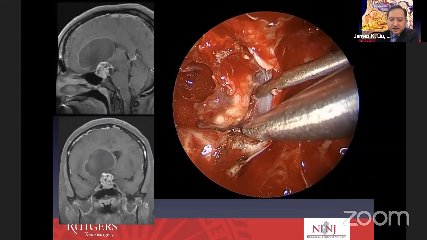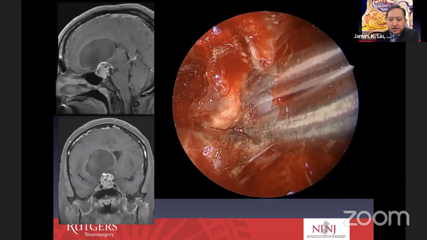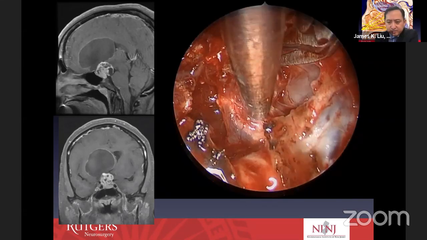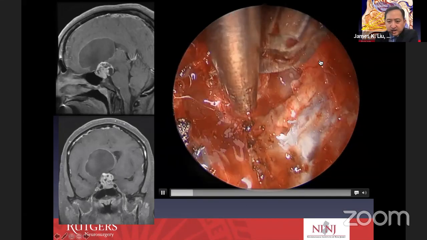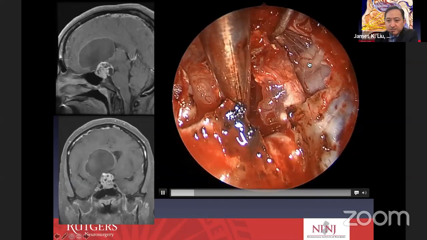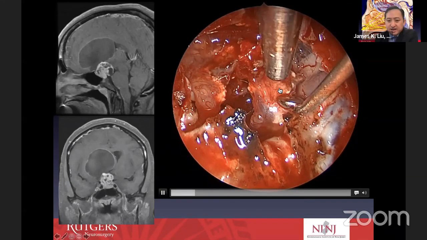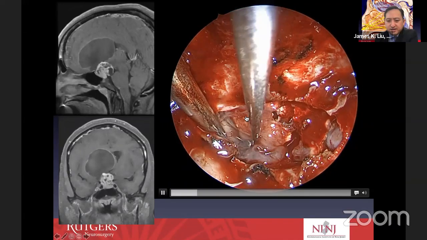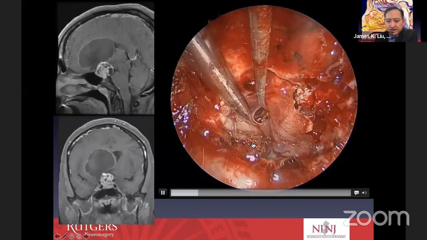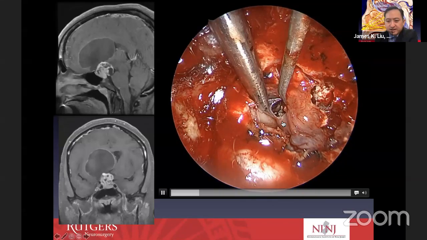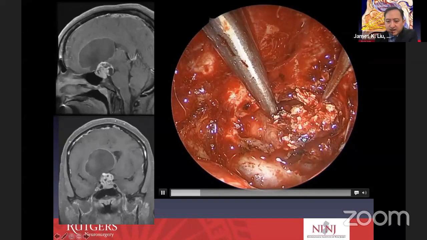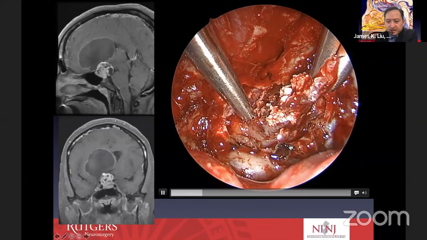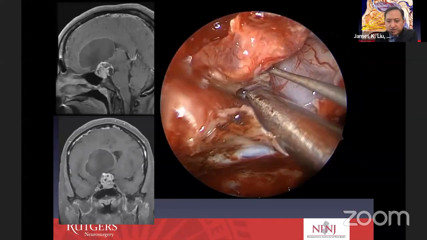Now, when I dissect these tumors, I always look for the carotid artery as it exits the distal dural ring. So here's the proximal carotid. And then here's the optic nerve on the left side. And so this is all two-handed microsurgery. This is the right optic nerve. Here's the right optic nerve. And then we'll go ahead and debulk the tumor. This is just the solid component of the tumor.